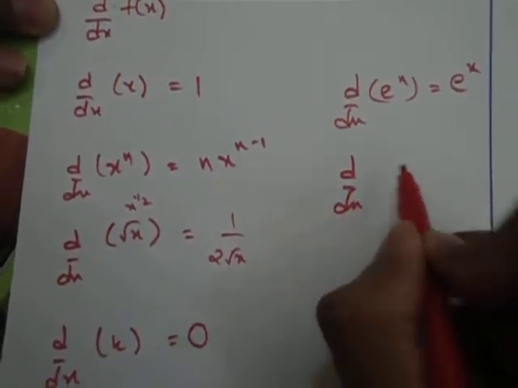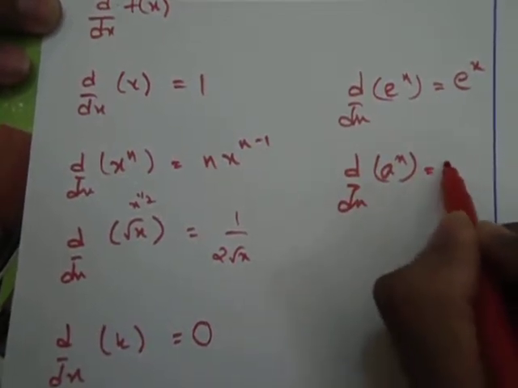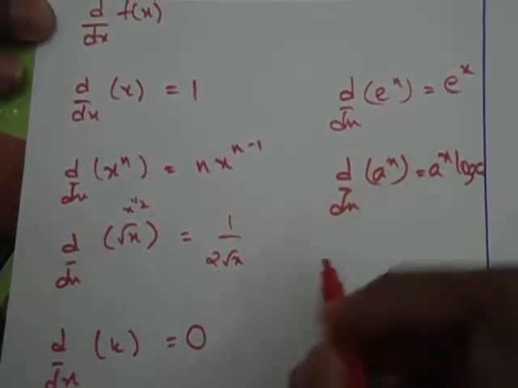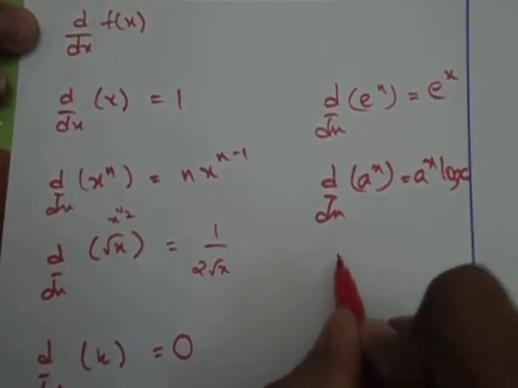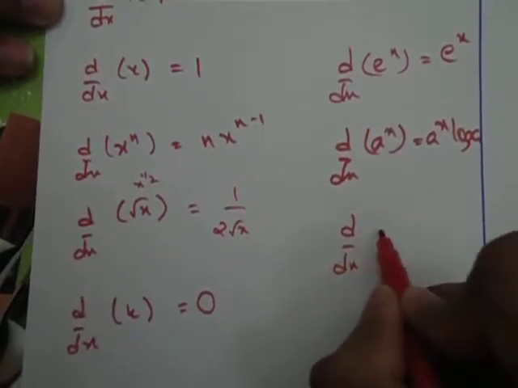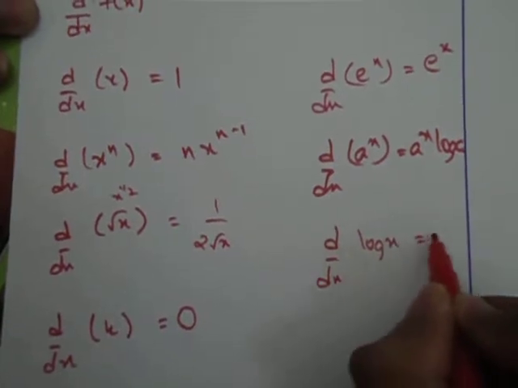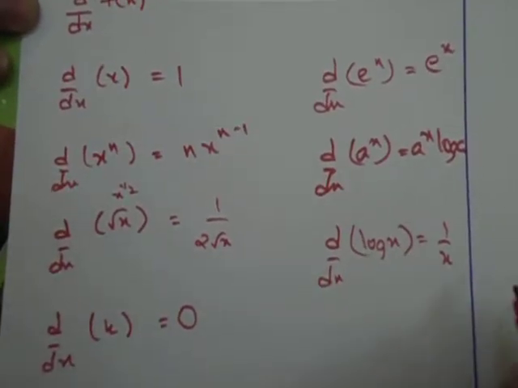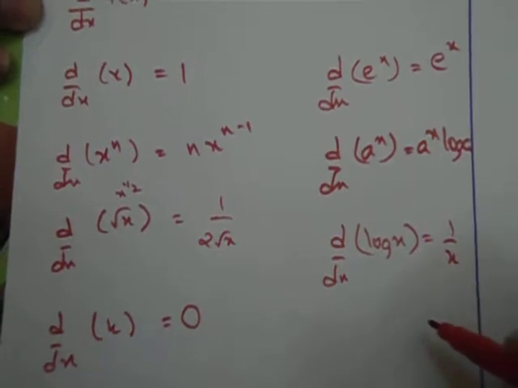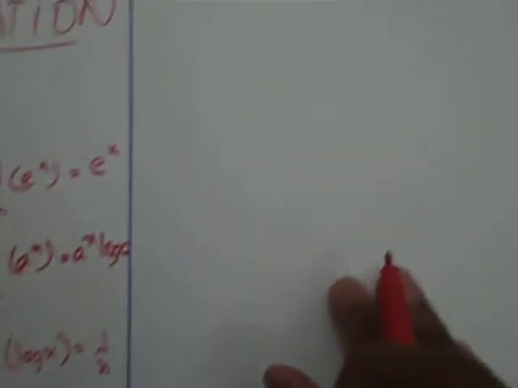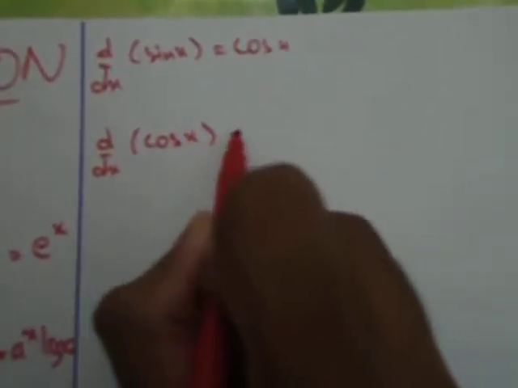D by dx of a power x is a power x log a, and d by dx of log x is equal to 1 by x. So these are basic arithmetic differentiations, and a few trigonometric differentiations would be d by dx of sin x is cos x, and d by dx of cos x is minus sin x.